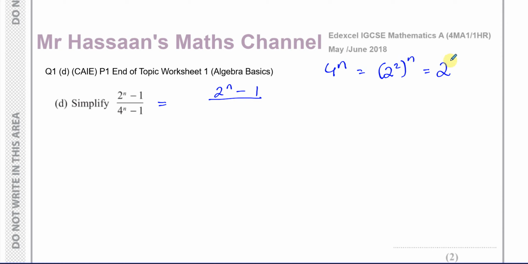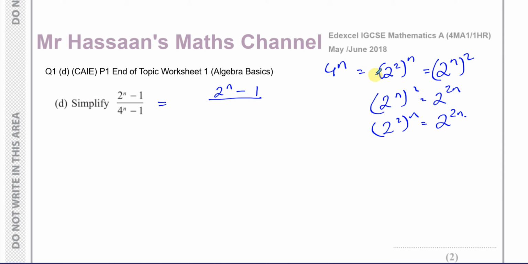And we could actually switch these two. We could write this as 2 to the power of n squared, because 2 to the power of n all squared will give you the same as 2 to the power of 2n, because you multiply the powers. And 2 to the power of 2 to the power of n will also give you the same thing, 2 to the power of 2n. So these two are actually the same. So I can express 4 to the power of n as 2 squared to the power of n, and then I can express it as 2 to the power of n squared.